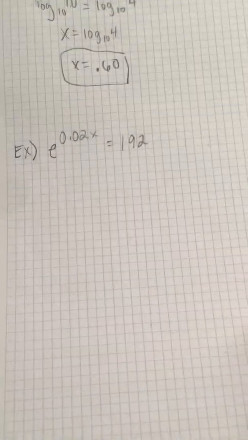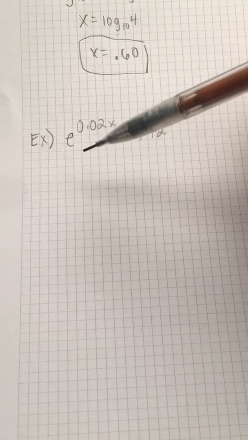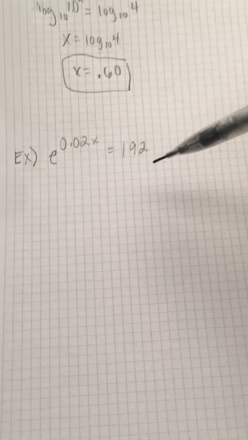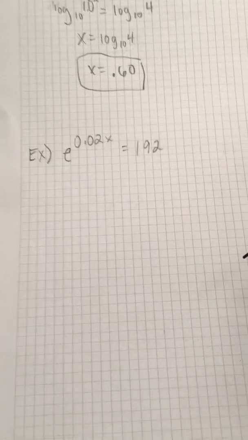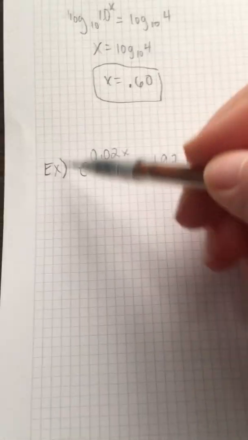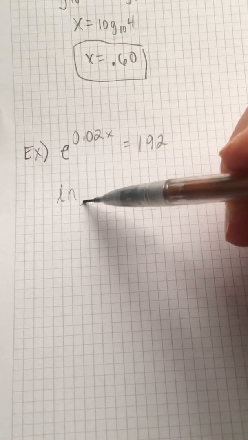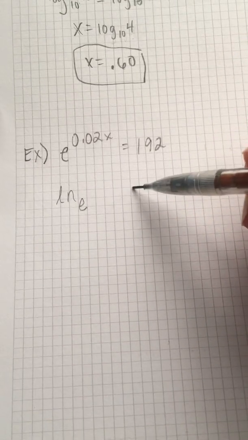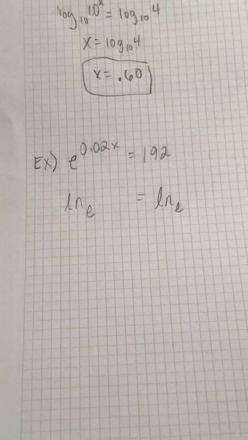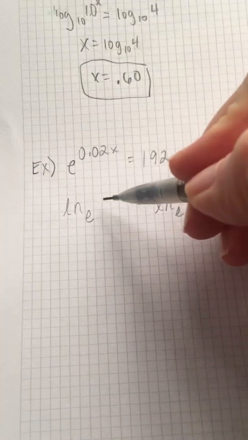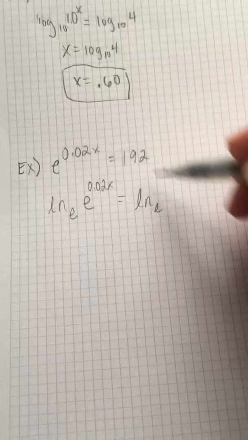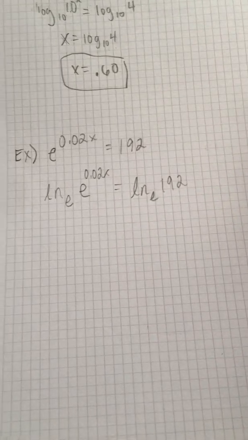Second example. Well, we know e, which is the base, is 2.71. There's no way to rewrite 192 with a base of 2.71, so I need to take a log of both sides. As soon as I see an e, I know that I want to take the natural log of both sides, because natural log has base e. So I'm going to take the natural log. This is me just taking a log of both sides. I keep the value e to the 0.02x, and I keep the value of 192 over here.